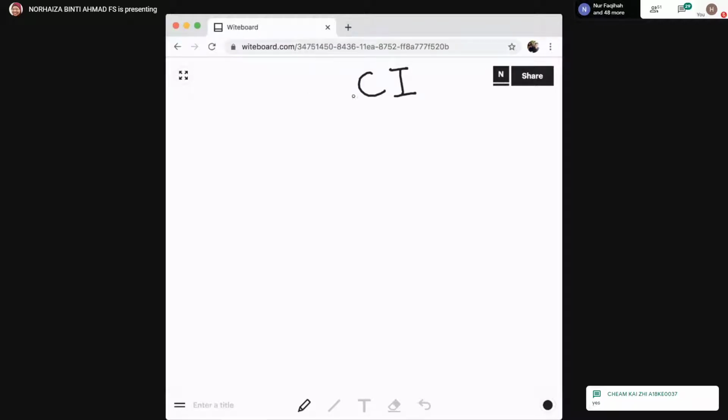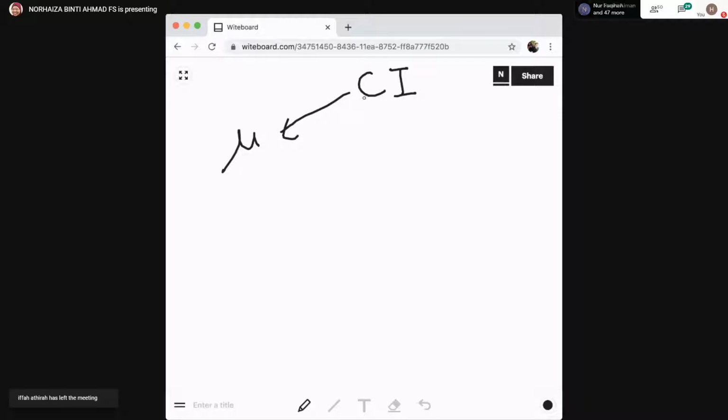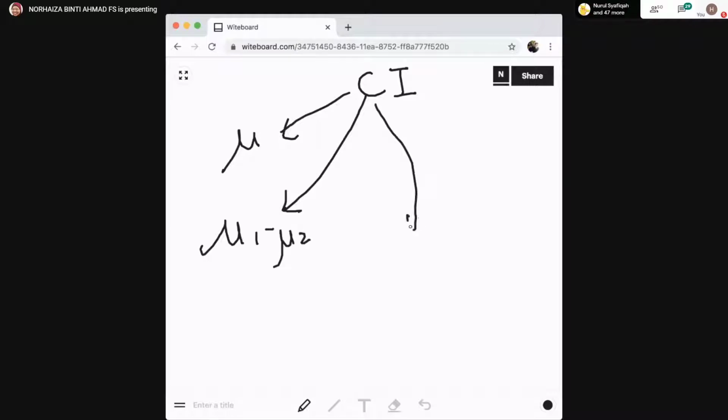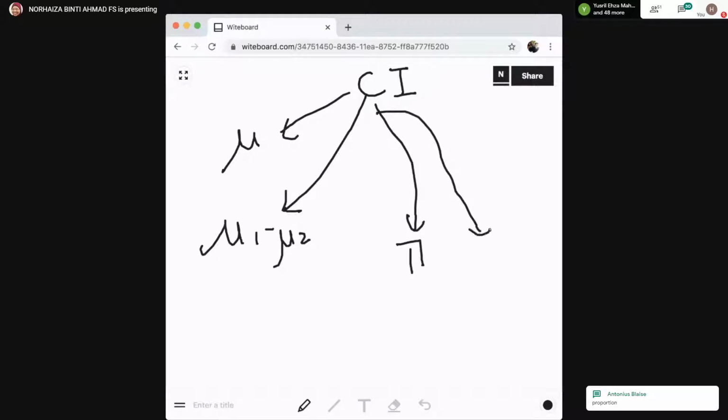All right, great. So we have looked at confidence intervals for a single mean and for the difference between two means. What other parameters did we look at besides mean? Proportion, good. Single proportion and difference between two proportions.